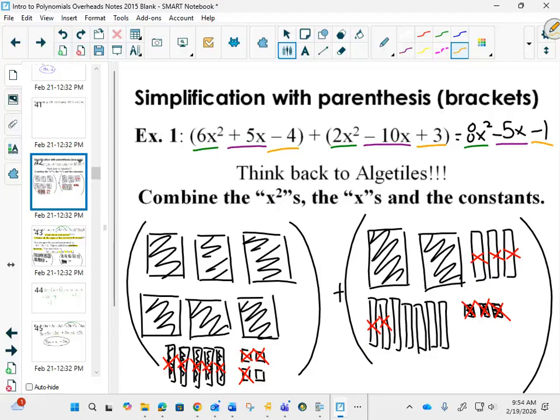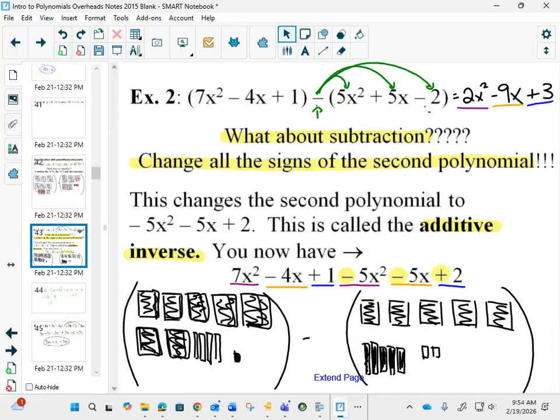There it is, orange. Your -4 and your +3, those are like terms. And I get a -1. So adding, the brackets are just like bags holding things, but they don't really matter. But when we get to subtracting, this is where things get interesting.